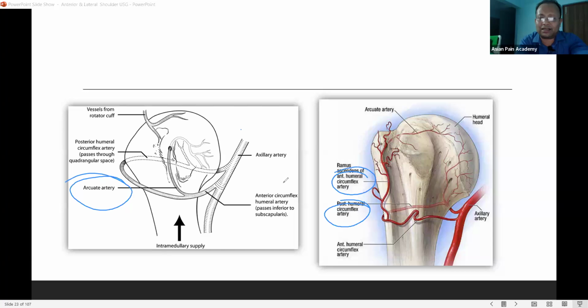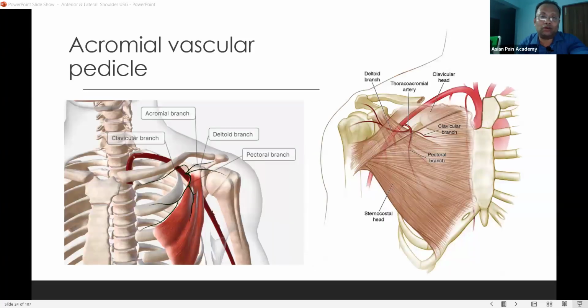So the circumflex artery is found in the bicipital groove. Remember about this artery, that we can find it in the groove. Now another artery is the thoracoacromial artery.